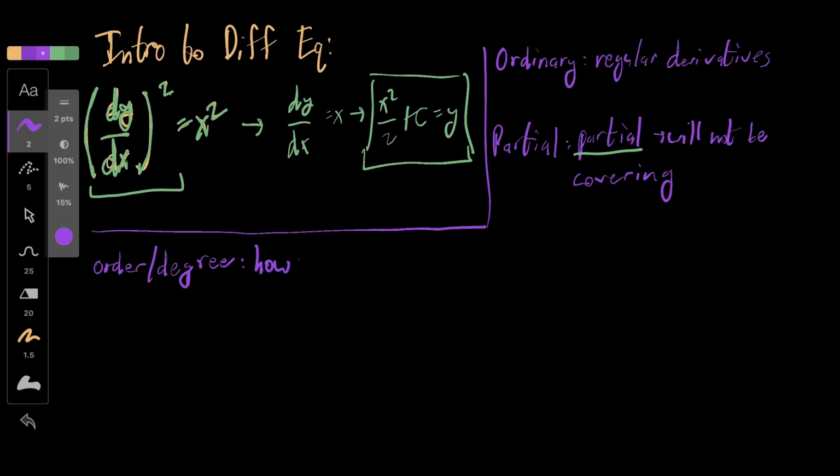How many derivatives are being taken? Alright, now we know that. But in what other ways can we classify it? Well, we could think, what are we doing to those derivatives in the equation?